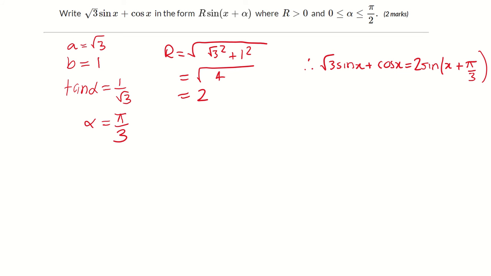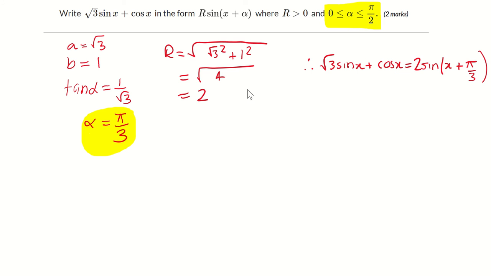And there I have it. A, B, tan alpha, finding R, throw it into my formula, and I get my answer there. So it's not too bad at all, and I leave it there. One thing I will just note is the domain here wanted only between 0 and pi on 2, and pi on 3 is within that domain, so I didn't have to go any further at that point there.